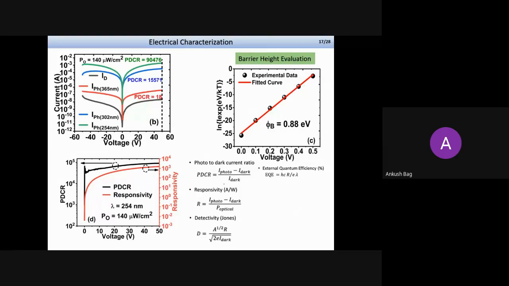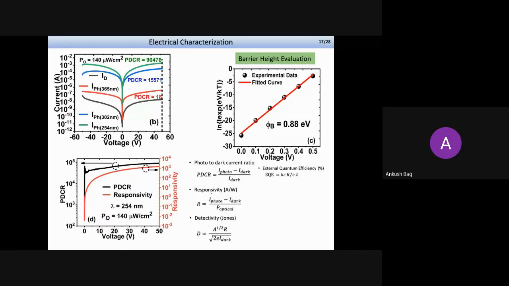Now this photo to dark current ratio is simply the ratio between photo current and dark current. The devices which we have developed have 90,476 precisely, so about 90,000. If we compare with the existing reports or existing research that people have done, this is a very good result in that sense.